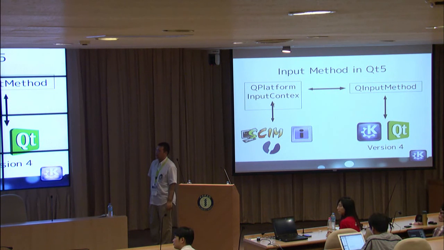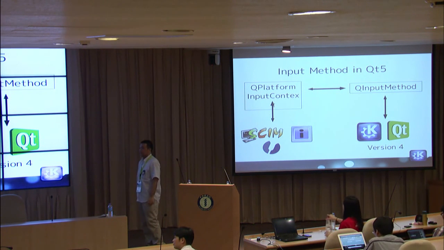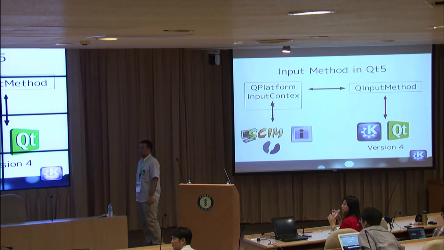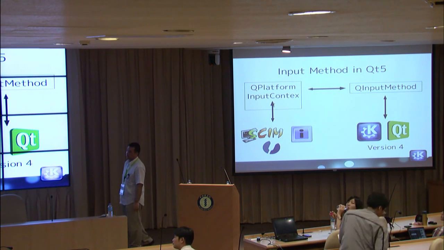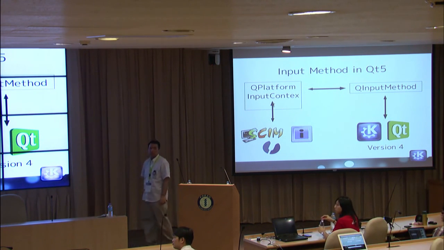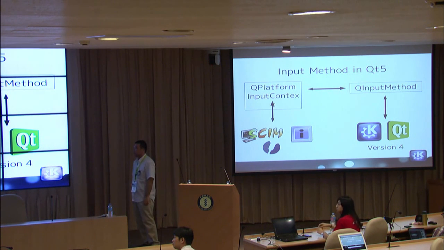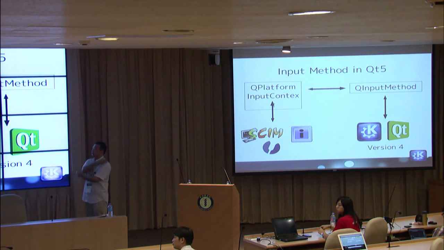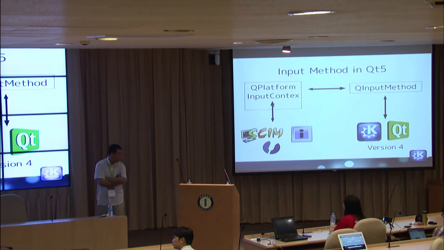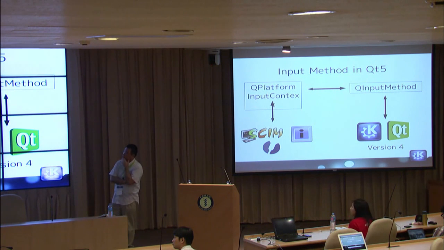Let me think. SCIM and IBus can support Chinese. Yes. So does any existing Chinese input method solution use this flow to input? Yes, this model can also be used for Chinese.